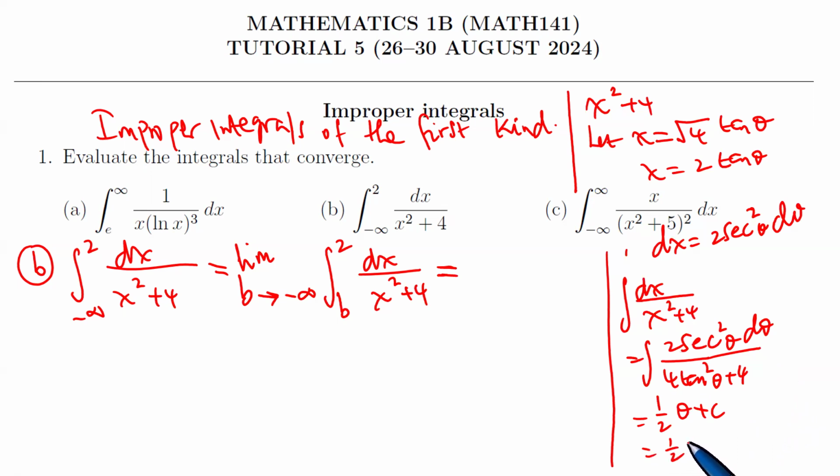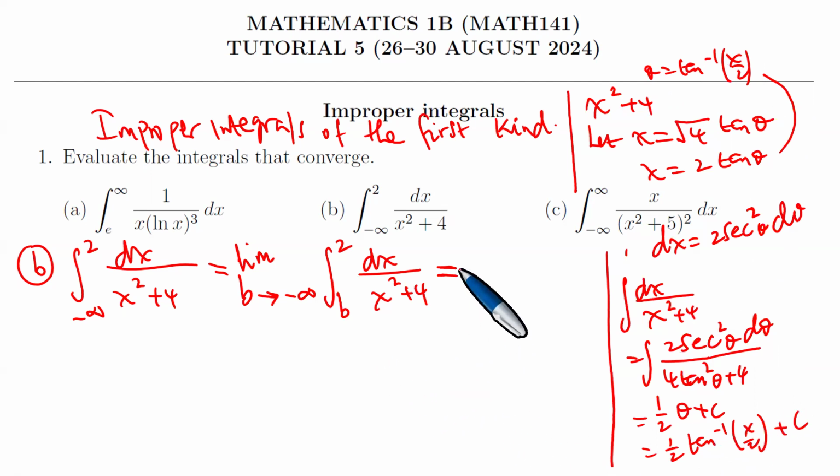And what then is theta? From this, it is clear that theta is arctan of x over 2, plus c. Meaning this becomes the limit as b approaches minus infinity. What is this particular integral? It is 1/2 arctan of x over 2.